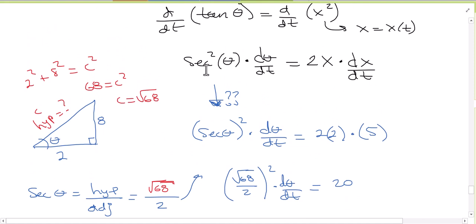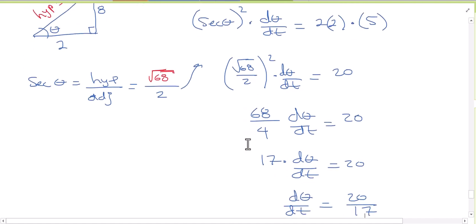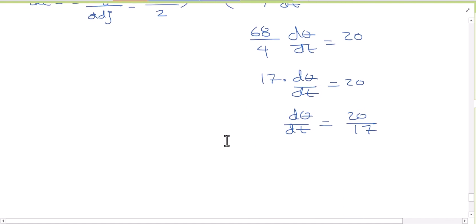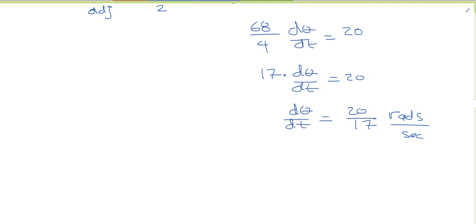That's okay. I just decided to keep it this way, but you could have said this is 1 over cosine squared and then multiplied both sides by cosine, and now you would have the cosine squared over here instead of a secant squared on the left. Either way, we should still come up with the same result. That d theta dt then is 20 over 17, and our units will be radians per second. And because 17 is prime, we can't reduce that anymore other than changing it to a decimal.